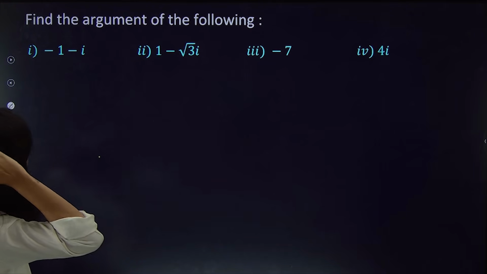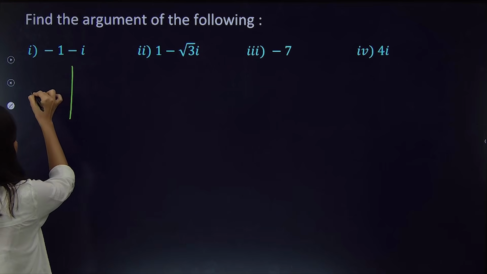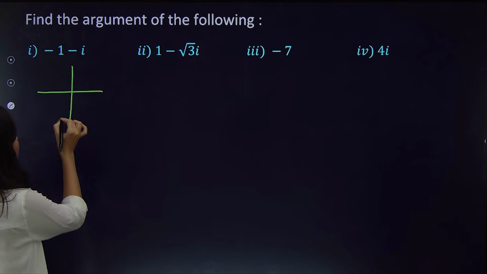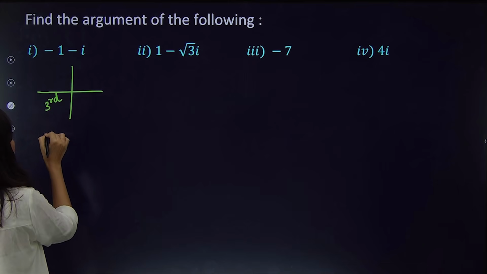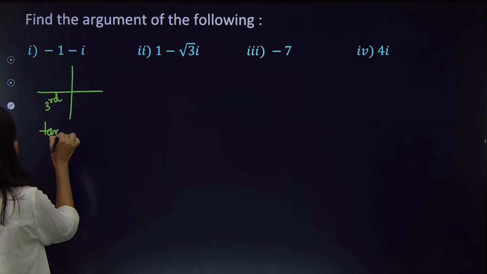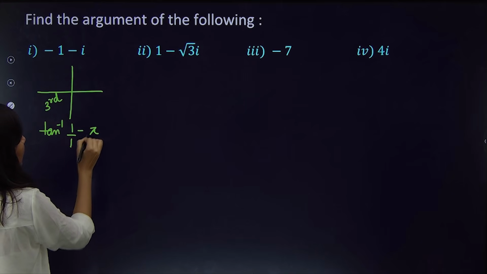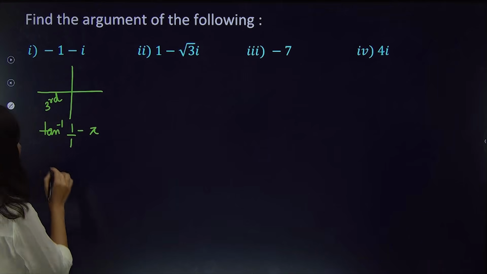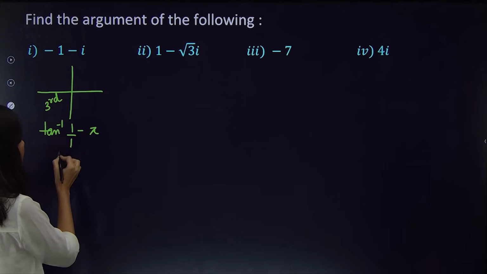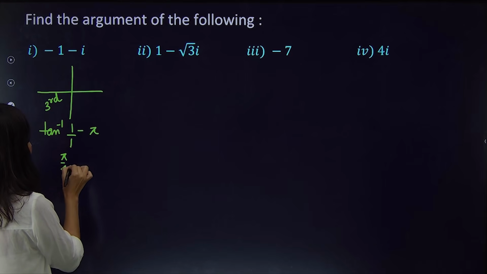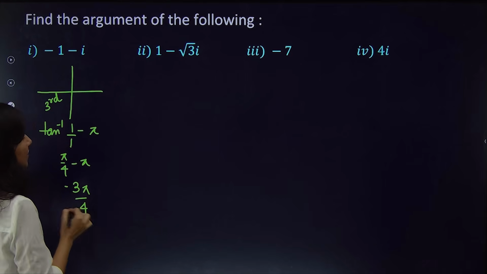Find the argument of the following: minus 1 minus iota. Before jumping on to anything, figure out the quadrant. Minus 1 minus iota, third quadrant. The third quadrant angle is tan inverse y by x, so 1 upon 1, minus pi, alpha minus pi. And no need to consider the sign because the sign we are already considering. Pi by 4 minus pi. So this is minus 3 pi by 4, the answer of the first one.